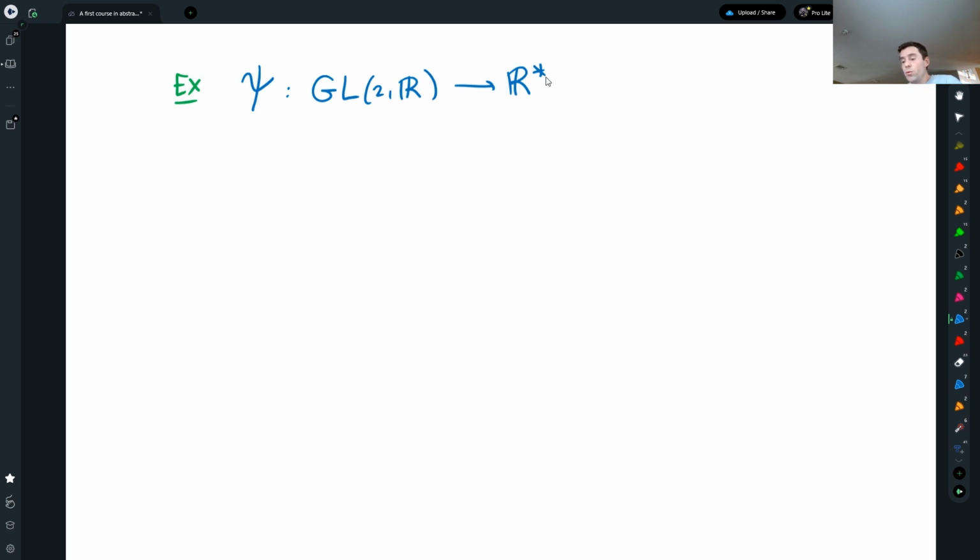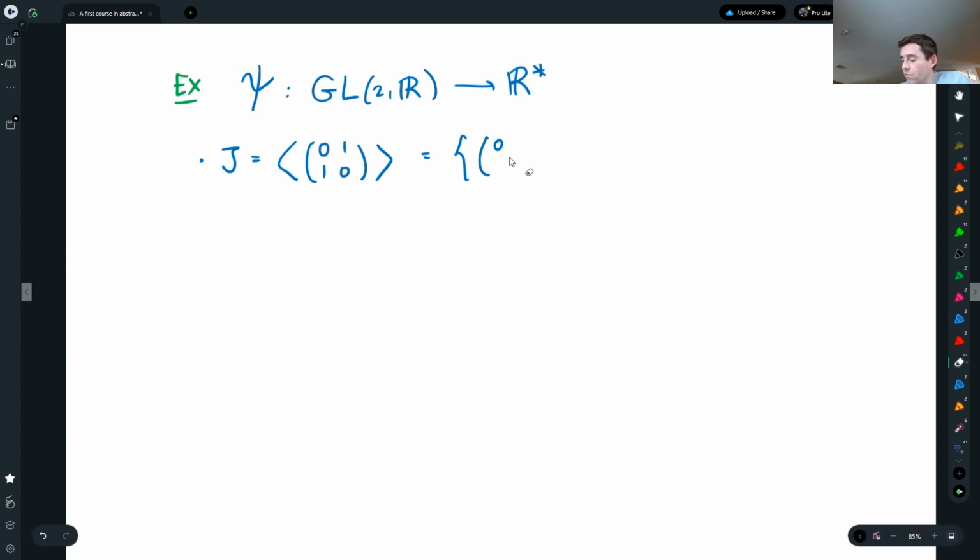And let's see what happens. One of the properties we just proved is that if I have a subgroup of GL2, the image should be a subgroup of R star. Let me take J to be the subgroup generated by the matrix 0, 1, 1, 0 in GL2. That matrix is actually an element of order 2. If you square that matrix, try it out, you get the identity. So this group is actually just the matrix itself and the identity.